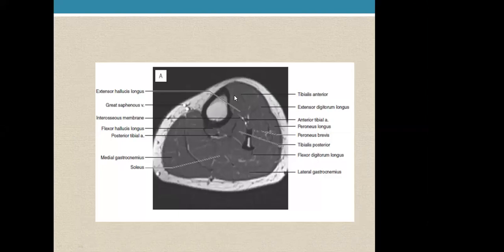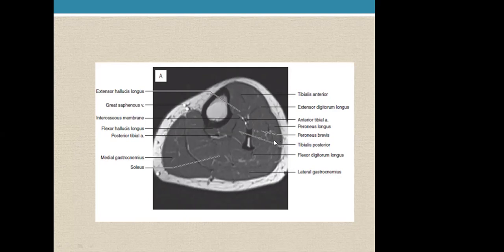It's also an axial MRI, but also on 3 levels. This is the superior level. We can see the tibialis anterior, extensor digitorum longus. This is the anterior tibial artery. We can see it in the anterior compartment. This is the extensor hallucis longus.